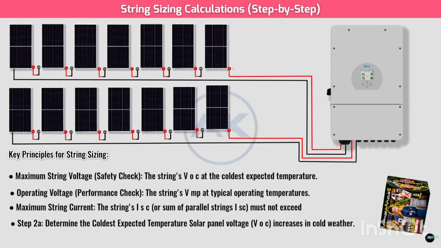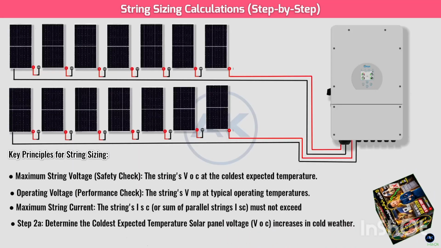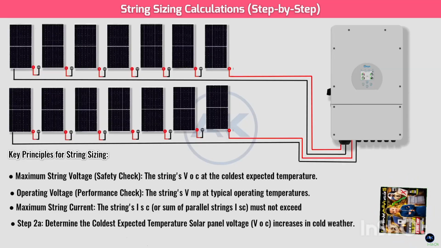Step 2a, determine the coldest expected temperature. Solar panel voltage VOC increases in cold weather. This is critical for preventing damage to the inverter. Location: Jeddah, Makkah province, Saudi Arabia. Look up historical lowest temperatures for Jeddah. While generally warm, temperatures can drop.